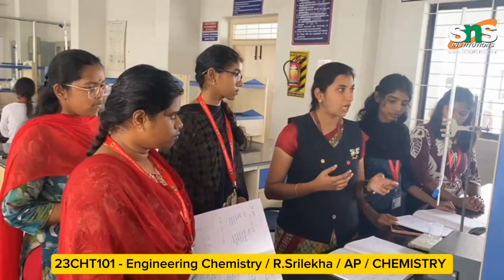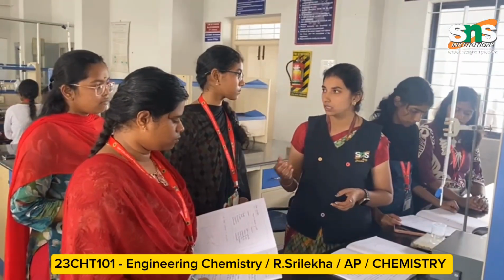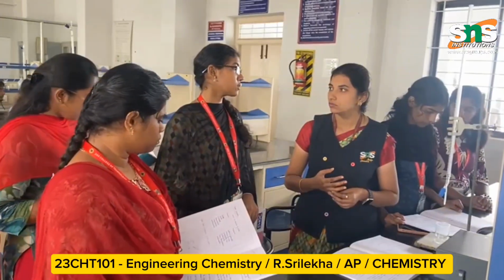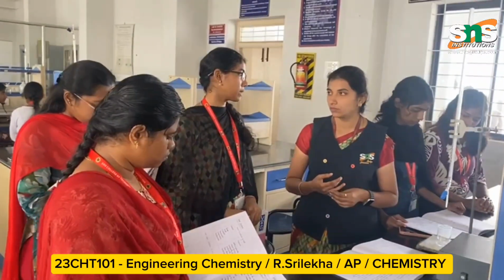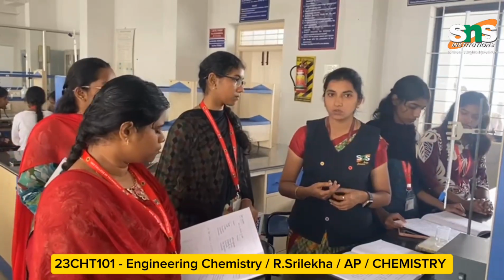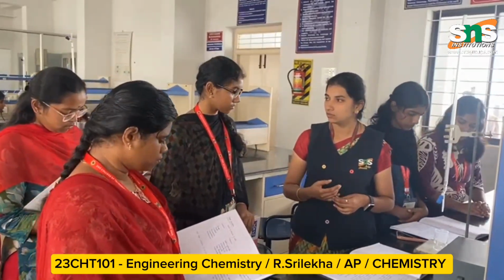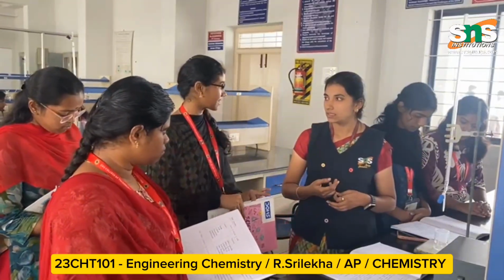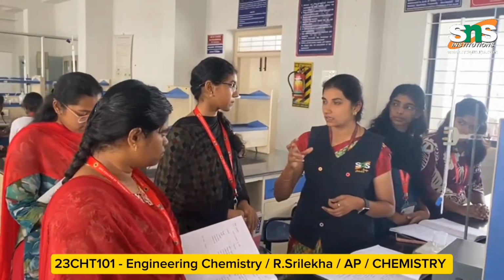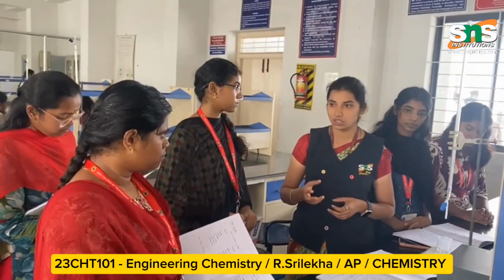Now we start with the short procedure of this experiment. So what is the short procedure? We take the burette solution as sodium hydroxide and the pipette solution as a mixture of acids. So what is the mixture of acids? HCl and acetic acid, a strong acid and a weak acid combined. So this is called a mixture of acids.